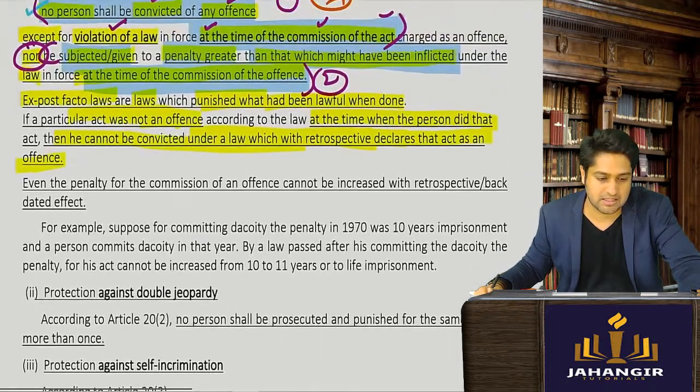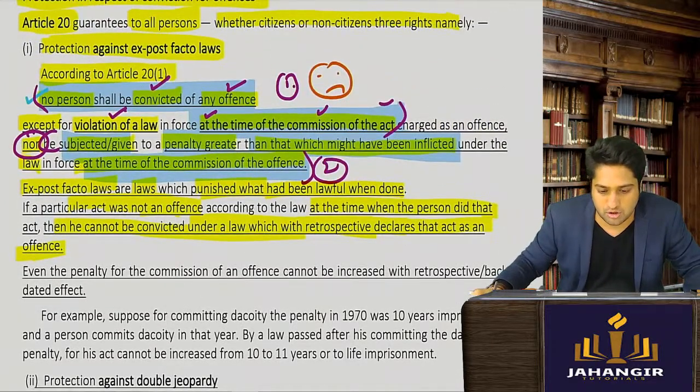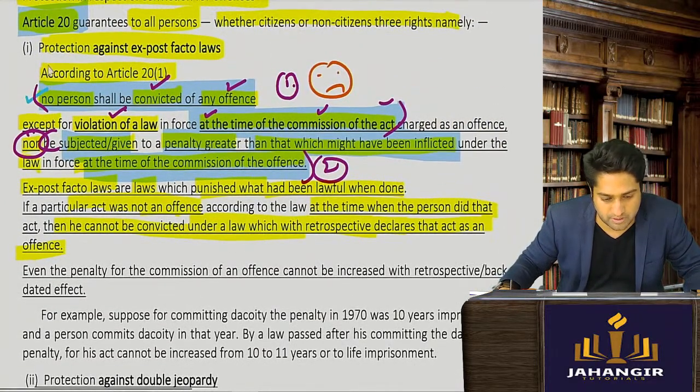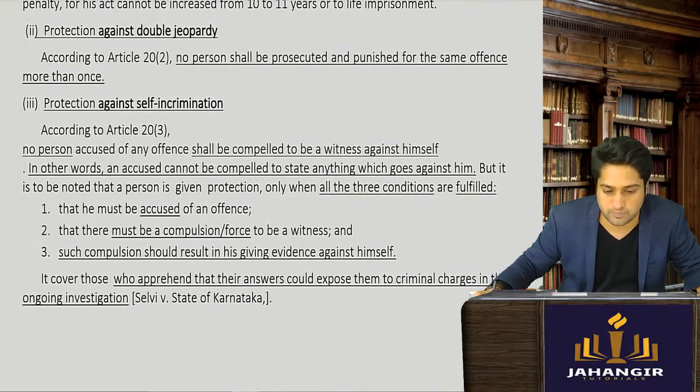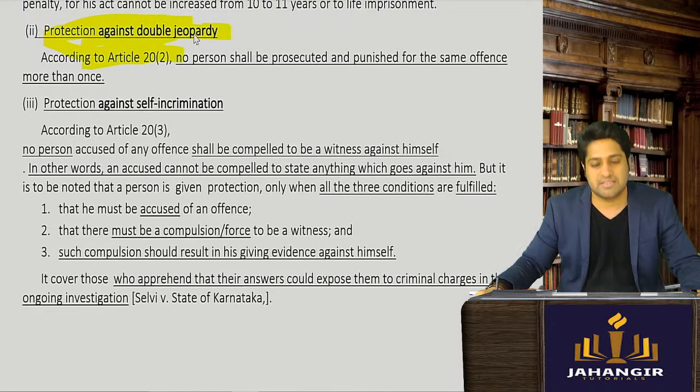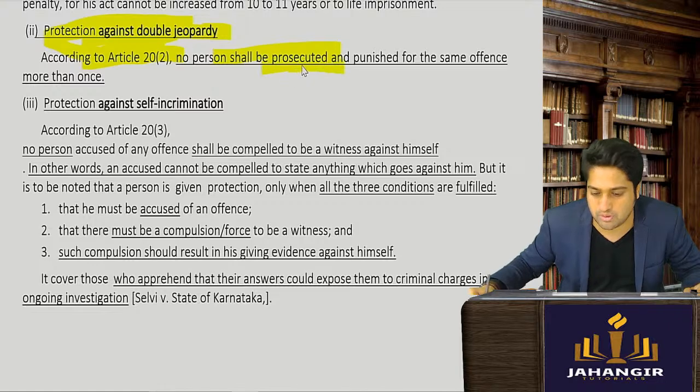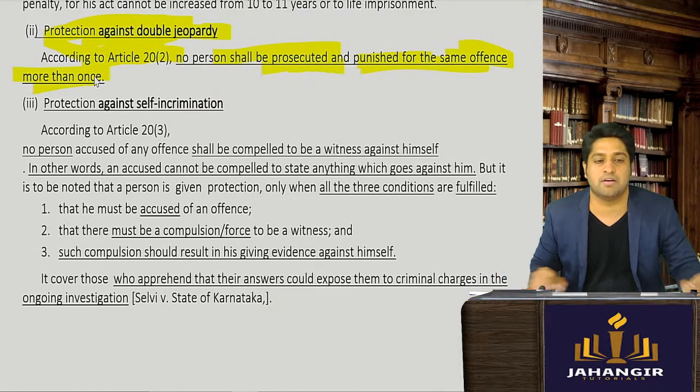So this was Article 20 subrule 1. Now we are doing Article 20 subrule 2, which says no person shall be prosecuted and punished for an offense more than once.